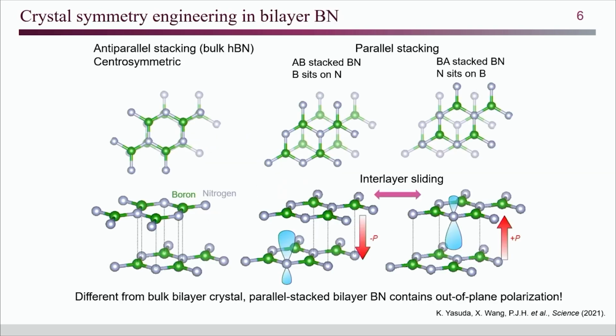And if we consider more completely the phase space, besides this AP-stacked boron nitride, we also have the energetically degenerate BA-stacked boron nitride, where you have this nitrogen sitting on top of the boron in this structure. These two can translate into each other through this interlayer sliding motion by 1/3 of the unit cell, while they have the opposite out-of-plane polarization. So now in theory, we have demonstrated that we can have this out-of-plane dipole from this interfacial interaction between the two layers. So now we want to experimentally verify that.